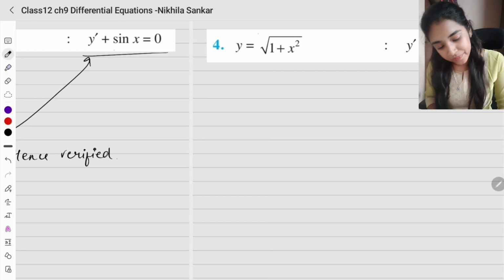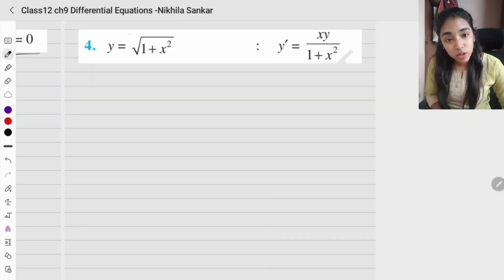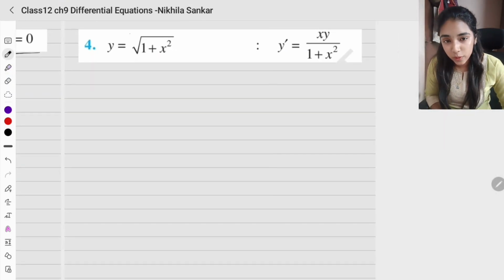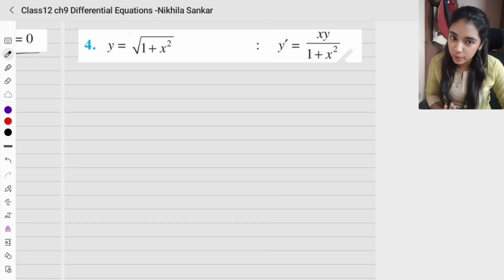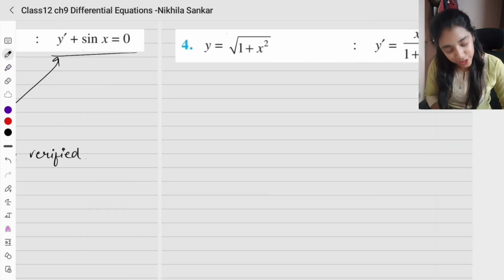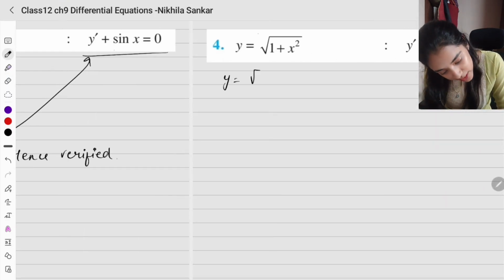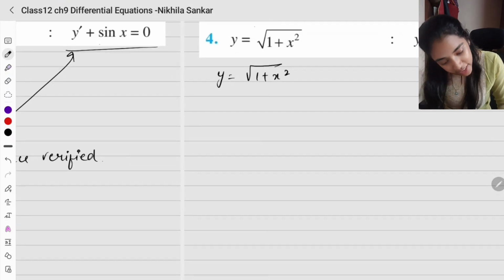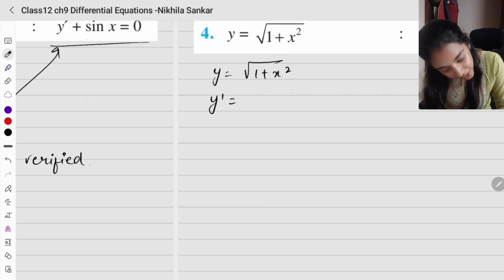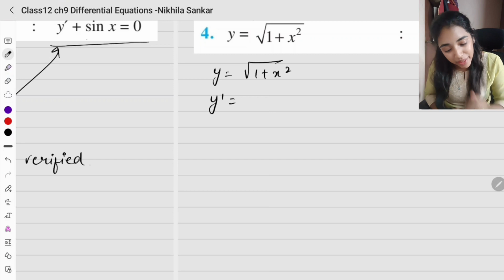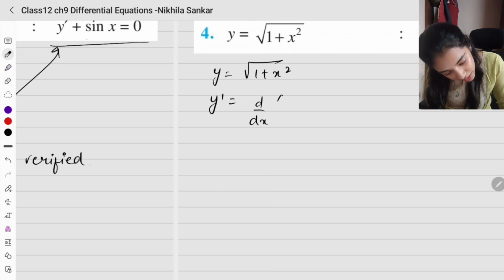Question number 4. I have y equals root of 1 plus x square. I need to prove that y dash equals xy divided by 1 plus x square. Okay, please pay attention to this question. I have y equals square root of 1 plus x square. Now I need to do y prime, y dash, which is going to be the d by dx of root of 1 plus x square.